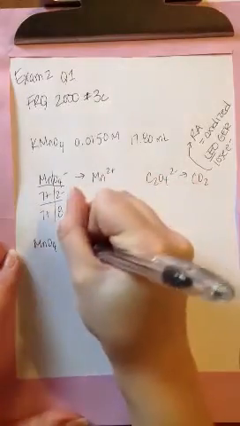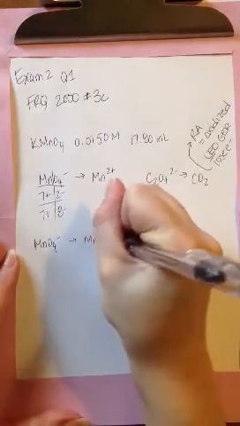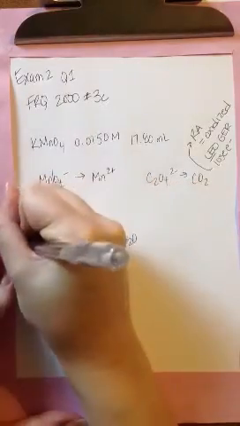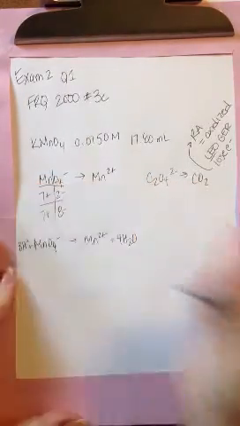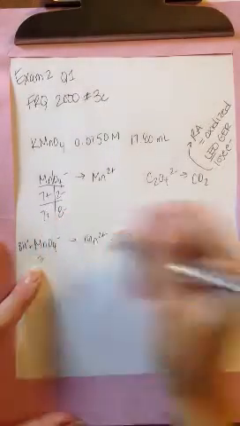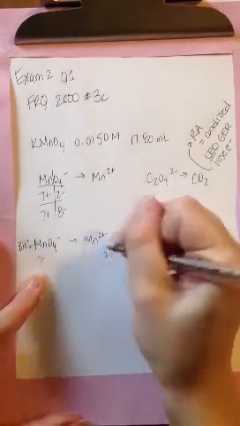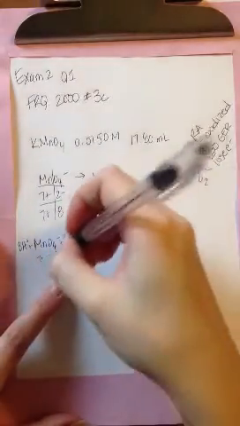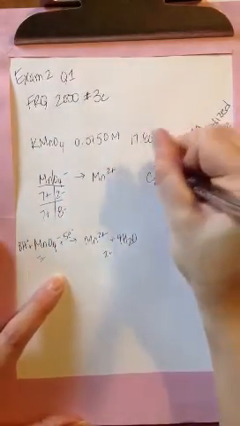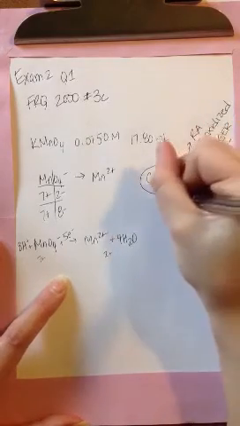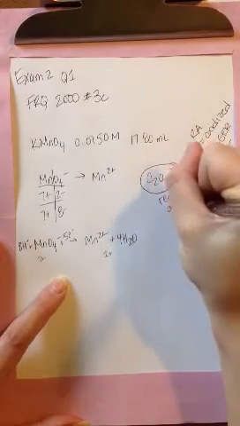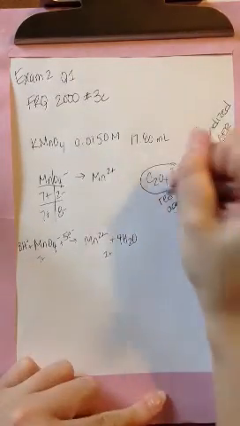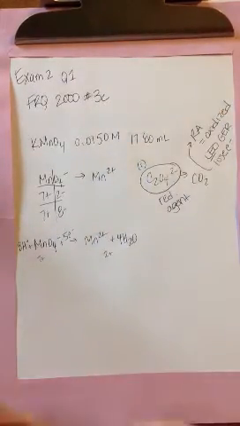MnO4 minus goes to Mn2 plus. Clearly I need to add 4 waters, then 8 hydrogens. I look, this is 7 plus on this side, this is 2 plus. I need to add 5 electrons, same thing that I thought. That's definitely reduced. So this is the oxidizing agent, which means this is the reducing agent. Alright, so now that I've answered part 1, now let's look at part 2.